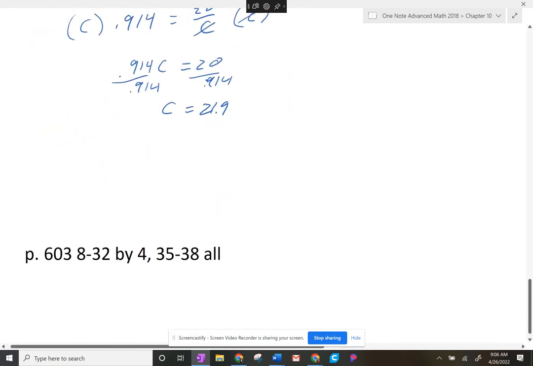Page 603, 8 through 32 by 4s, 35, 36, 37, and 38. The first two, you just have to write the numbers. You don't have to solve for angles. You don't have to do anything else. You just have to tell me sine of A is 1 over 2. Cosine of A is 2 over 1 or whatever it is.